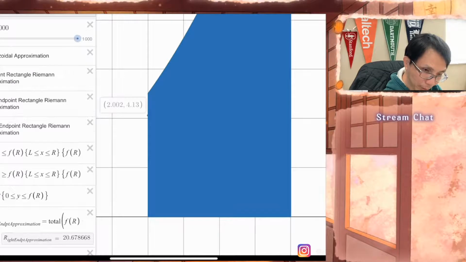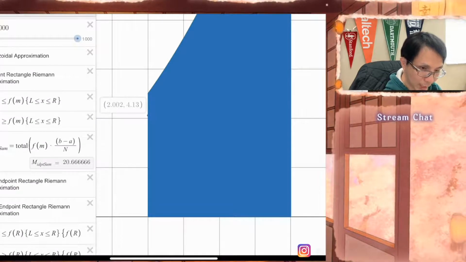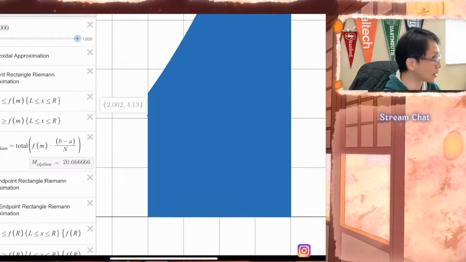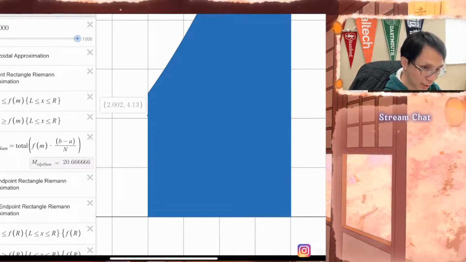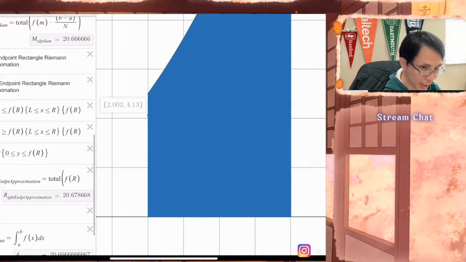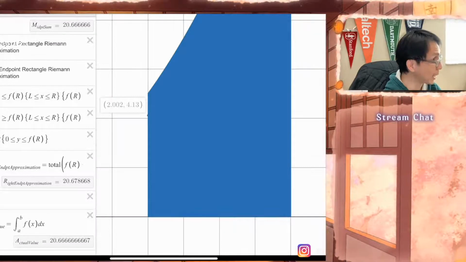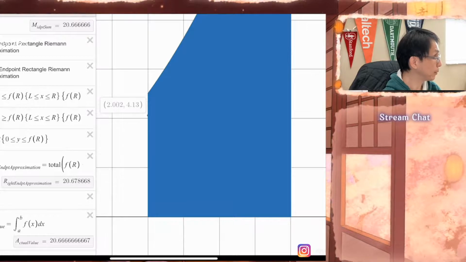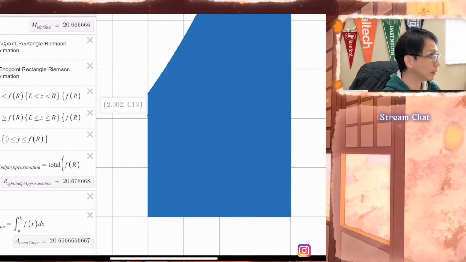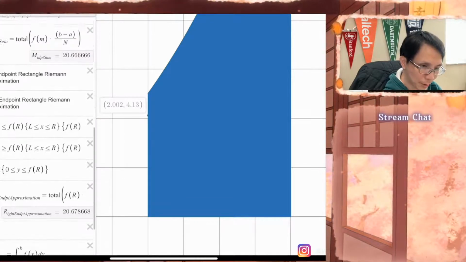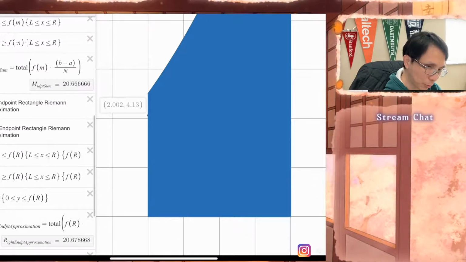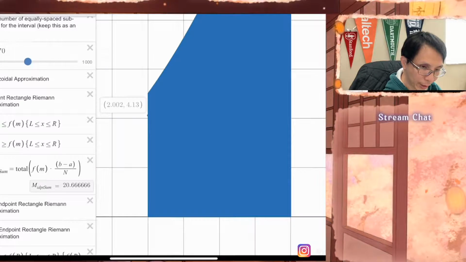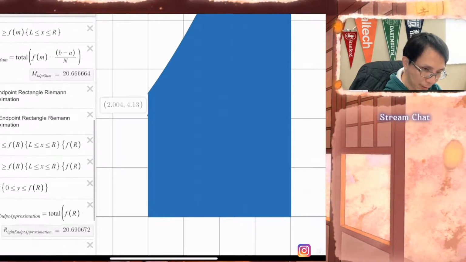We need to open up this file. See, here the midpoint sum is 20.666666. It's more accurate than 20.678. So midpoint is a lot better. The trapezoid? We don't know. Let's do trapezoid with 1,000. Let's see. We have to break it into 500 pieces to really compare the thing. So let's do 500.